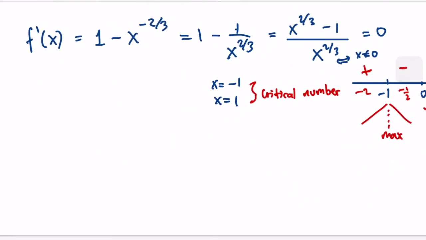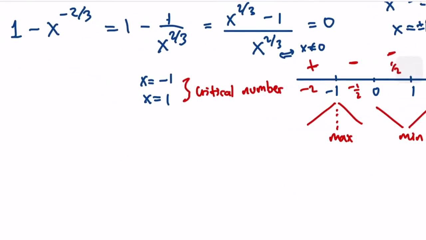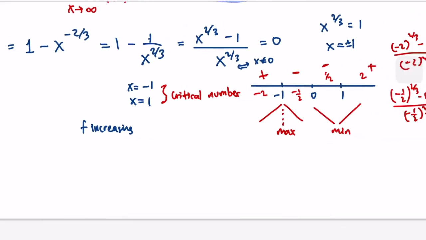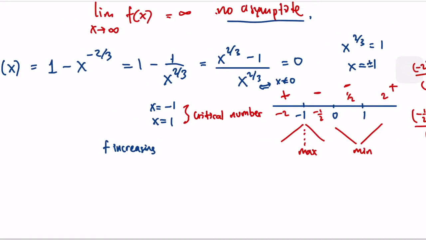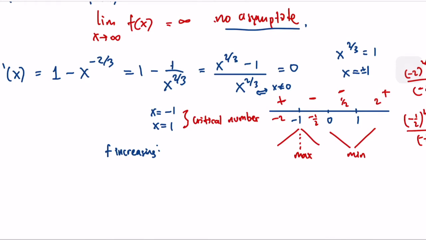Okay, if you want to make it precise and complete, we can write f is increasing on these intervals and f is decreasing on this interval. Okay, I think this will be correct.